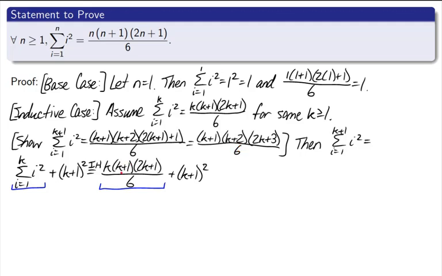I see a k plus 1 in both terms. There's also an over 6 in the first term. So I'm going to factor out k plus 1 over 6. Now that might look a little bit strange, but here's what's left after I do this. I get k times 2k plus 1. And then for this second term, when I factor out one of the k plus 1s, another one remains.